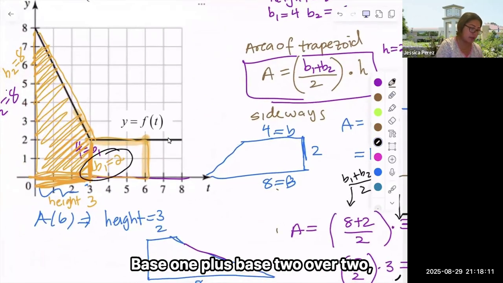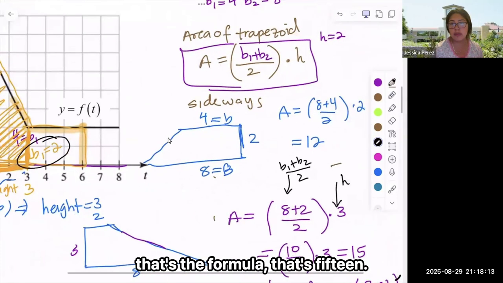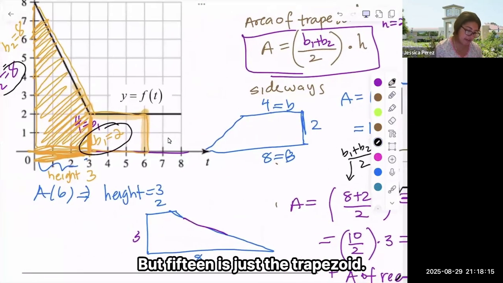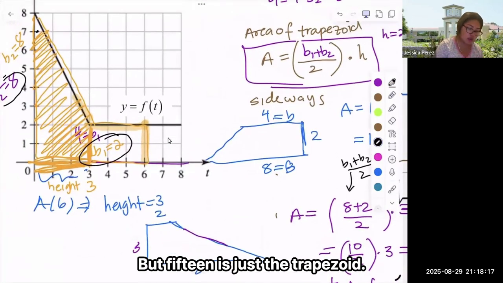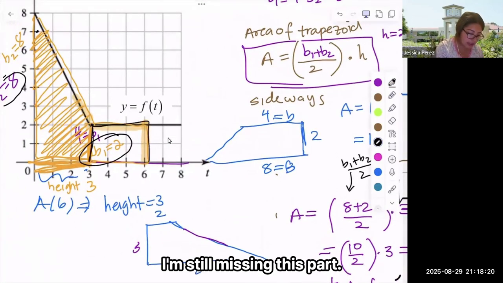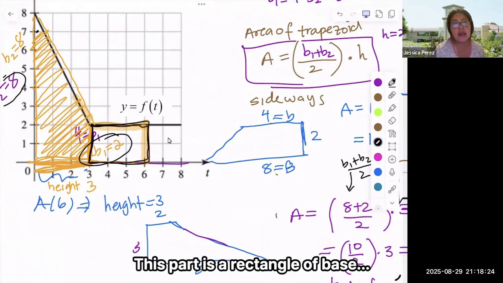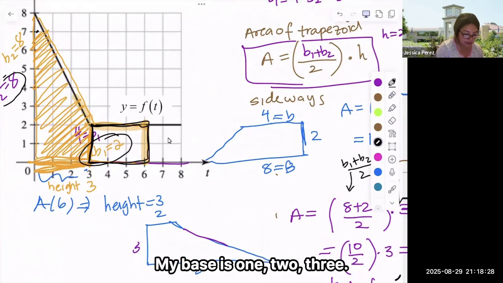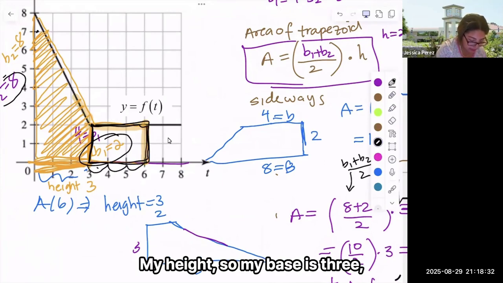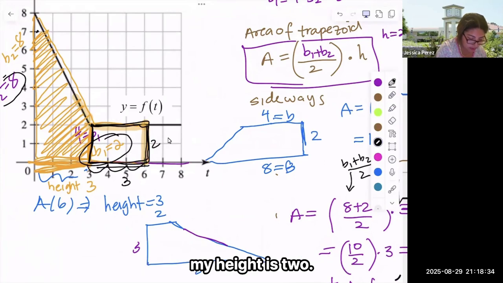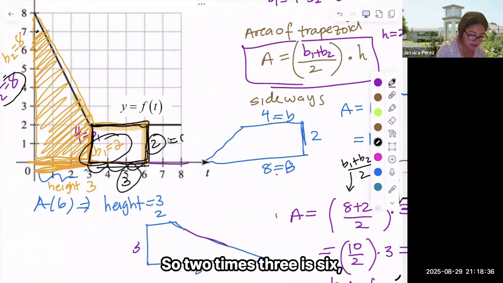Base 1 plus base 2 over 2, that's the formula. That's 15, but 15 is just the trapezoid. I'm still missing this part. This part is a rectangle. My base is 1, 2, 3. My height, so my base is 3, my height is 2. So 2 times 3 is 6.